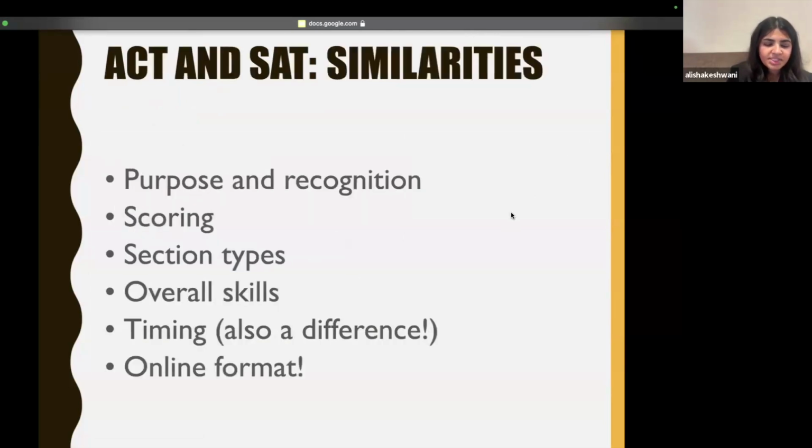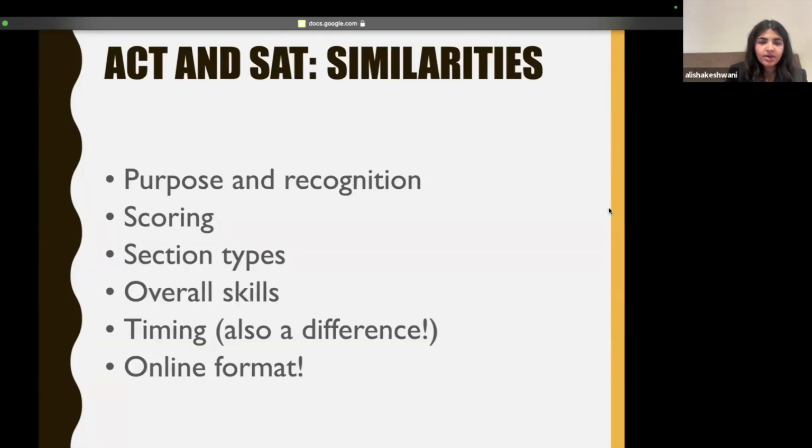So for some similarities between exams, the purposes and recognition of them are similar. They're obviously both standardized tests, which we saw in the practice questions, and they're used for college admission purposes. And I think a common misconception a lot of people have in terms of recognition is that some schools prefer the SAT while some prefer the ACT. So now, at least in the current college admission landscape, that isn't really the case. It's more just whatever exam works better for you. So you really don't need to tailor what exam you're taking to what schools you're planning on applying to.